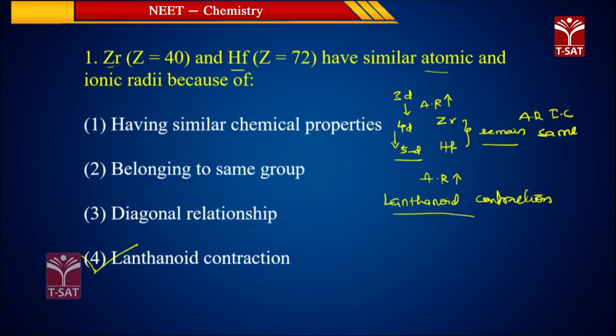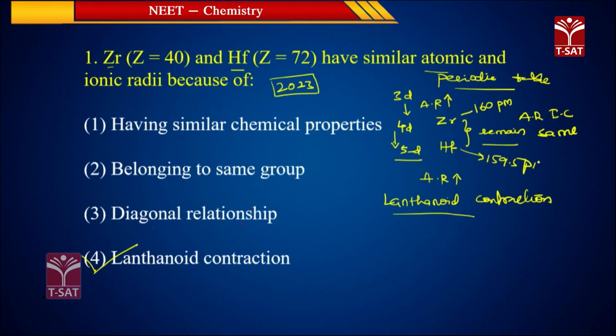Got it? So this question is from 2023, and this question is particularly from which chapter? Periodic table chapter. And particularly they have asked about d block elements. This is about d block elements, right? And if you take the atomic radius of zirconium, it will be around 160 picometers and hafnium will be 159.5 picometers, almost the same because of lanthanide contraction. Okay.